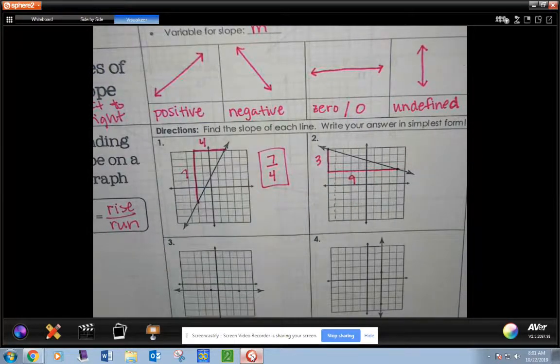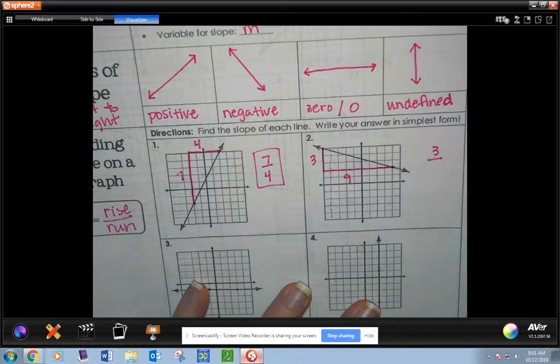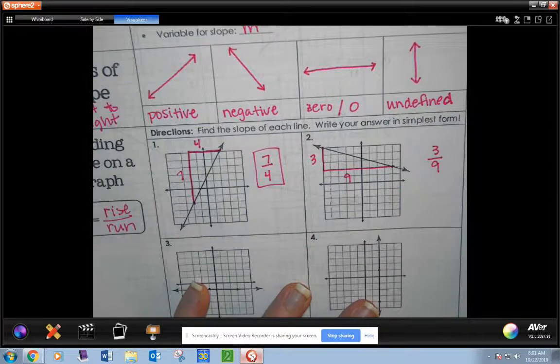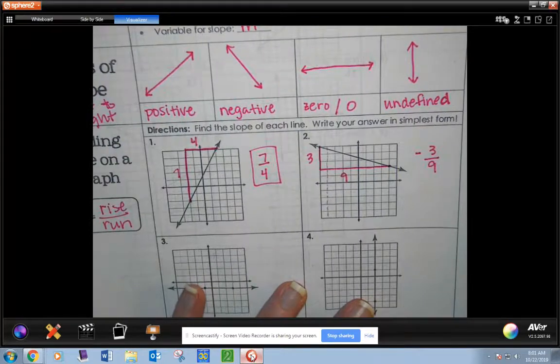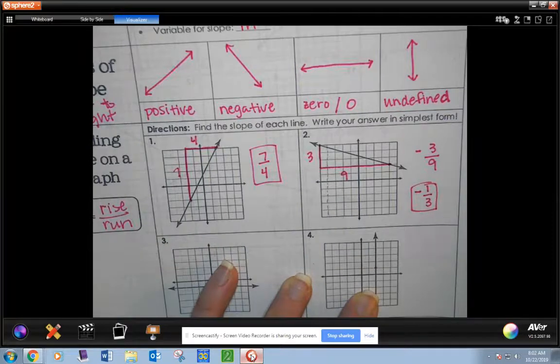Okay, so now I'm going to write my rise over my run. What's my rise? 3. What's my run? 9. Before I move on, this line, is it going uphill or downhill? Downhill means it's what kind of slope? So put a negative sign. So negative 3 over 9. Can that simplify? So you must simplify it. So it becomes negative 1/3. Good. Does that make sense?